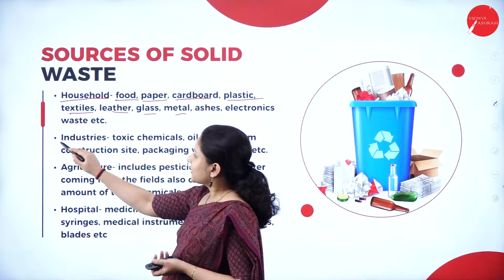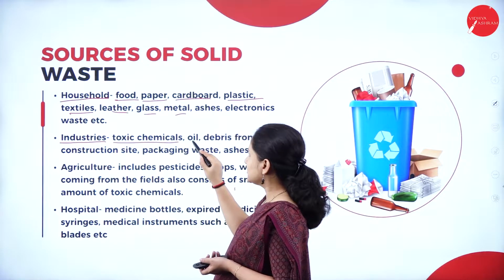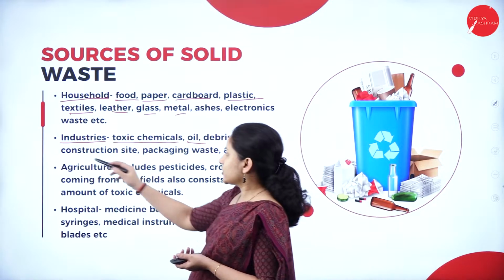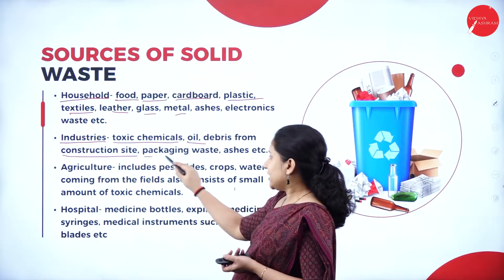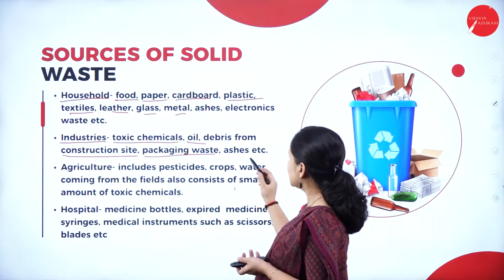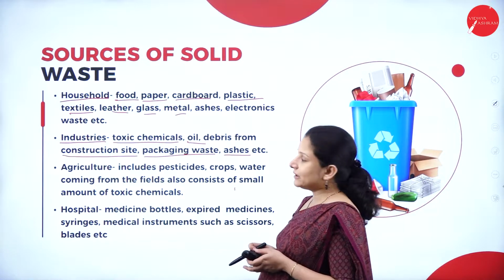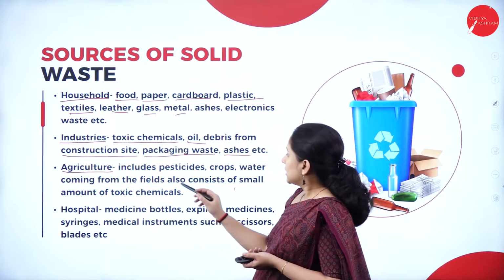Next, solid waste can come from industries. These are the toxic chemicals, the oil, the waste materials that are generated in the construction site, the packaging waste materials like thermocol, styrofoam and all that, then the ashes, all these are the industrial solid waste. Next is solid waste from agriculture.